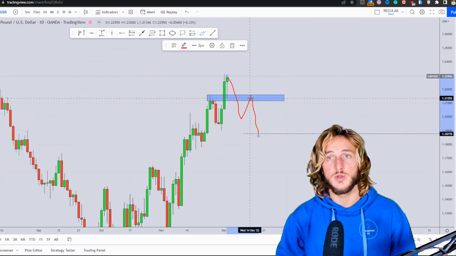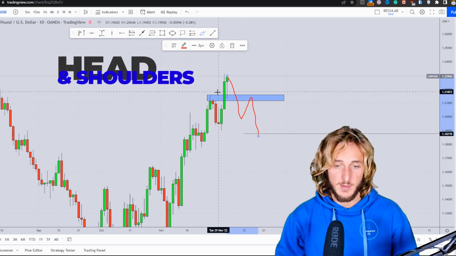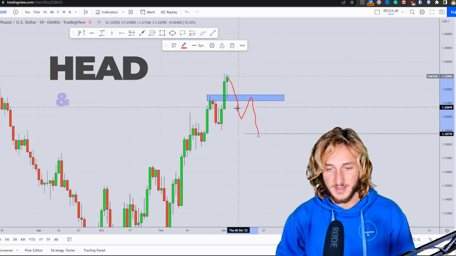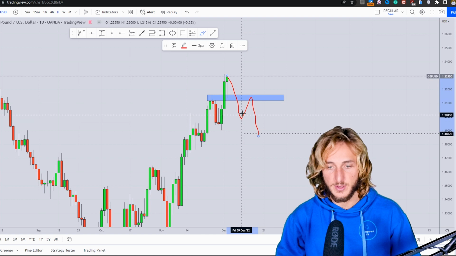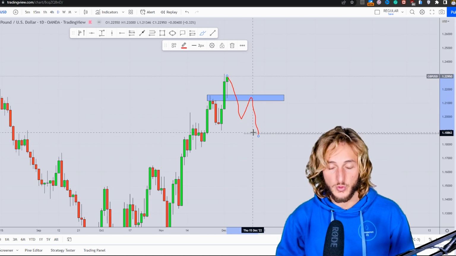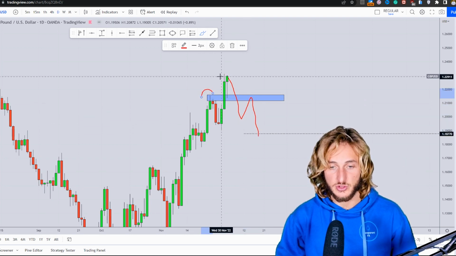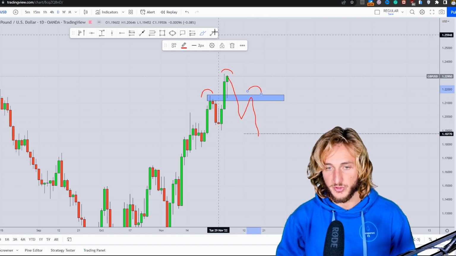And essentially, this would be the creation of a head and shoulders, because if you have a structure level, the market melts below it and breaks it. At that point, you expect a retest and continuation lower, creating a left shoulder, head, and right shoulder here.